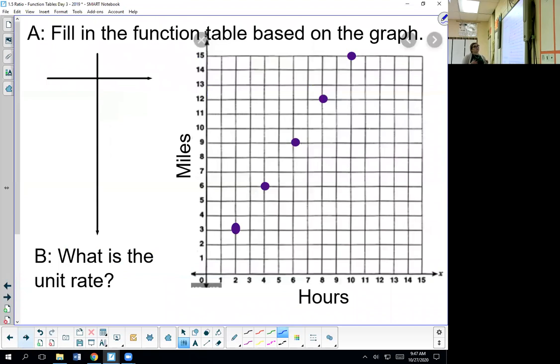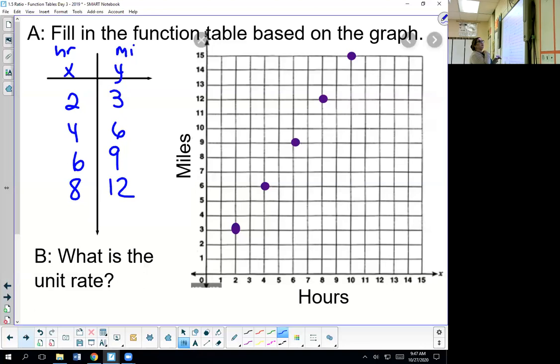Okay. All right. Last one of these. One more of these just to make sure you're doing it correctly. Okay. We have on our x-axis hours, and on our y-axis, we have miles. Now let's graph our ordered pairs. 2 is 3. 4 is 6. 6 is 9. 8 is 12. And 10 is 15.